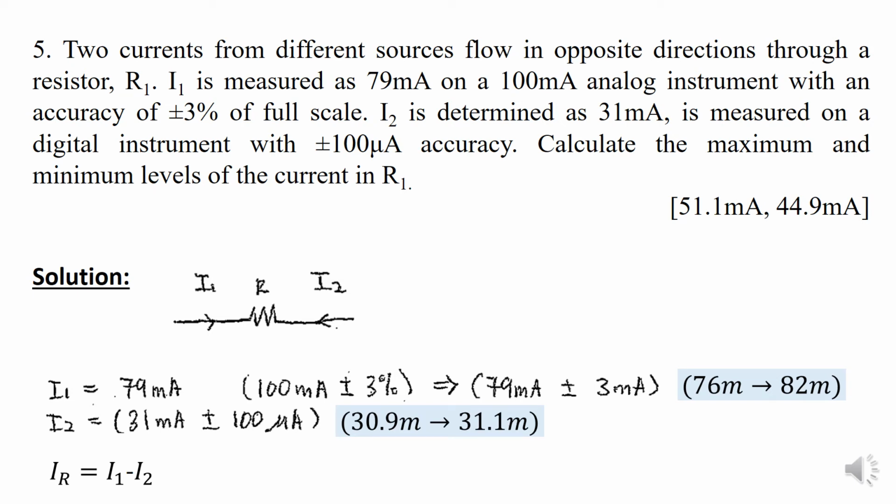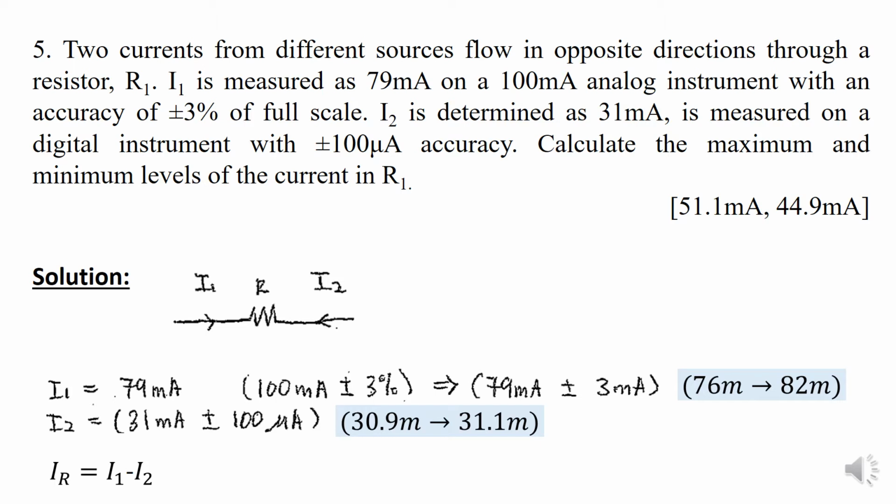Okay, number 5. Two currents from different sources flow in opposite directions through a resistor R1. Two currents flow in opposite direction in R1. We have I1 and I2 that flow with different direction.